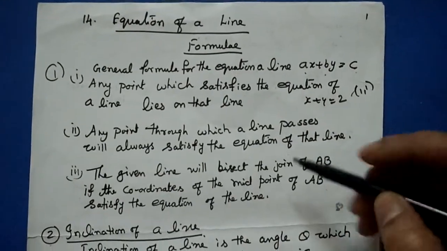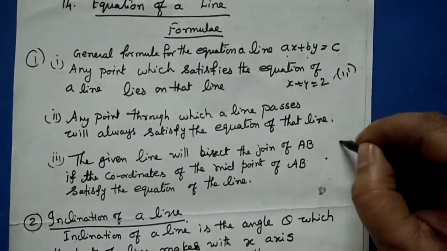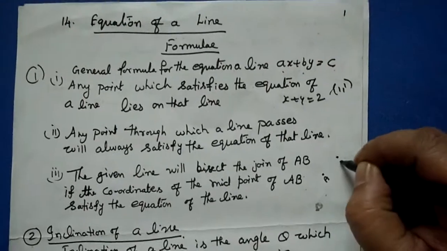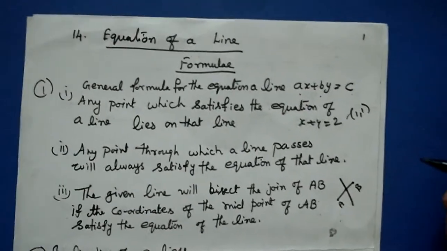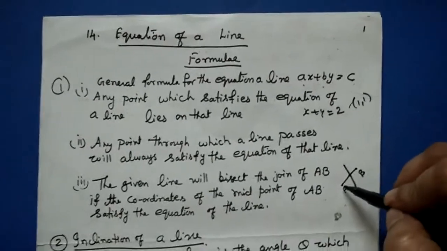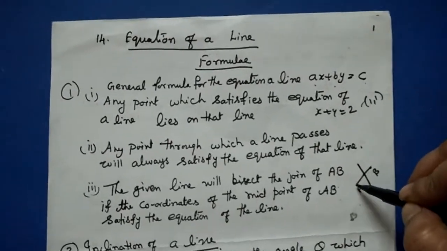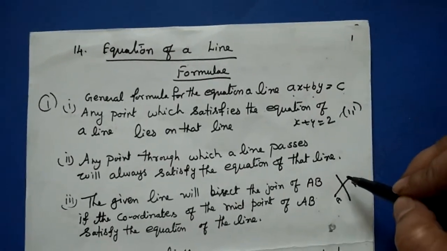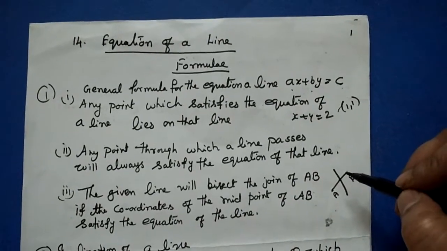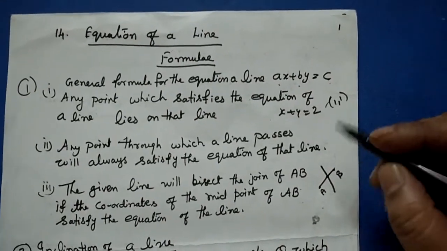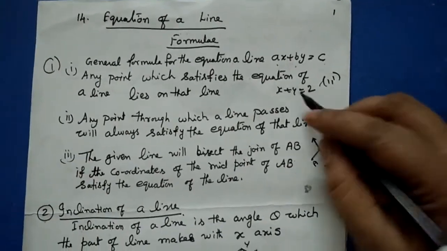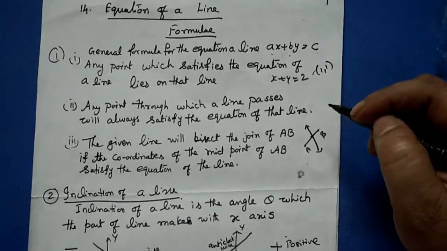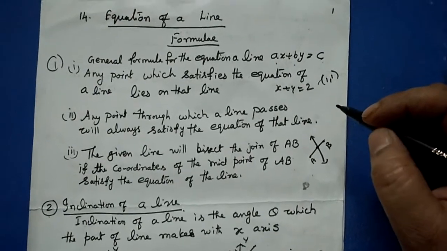The given line will bisect the join of A, comma B. Here A, here B. Suppose a line is intersecting and you want to find whether it bisects, first you have to calculate the midpoint of A, comma B by using the formula x1 plus x2 by 2 and y1 plus y2 by 2. This is the midpoint you will get. Now if this midpoint satisfies the equation of the line, then it will bisect, otherwise it will not bisect.